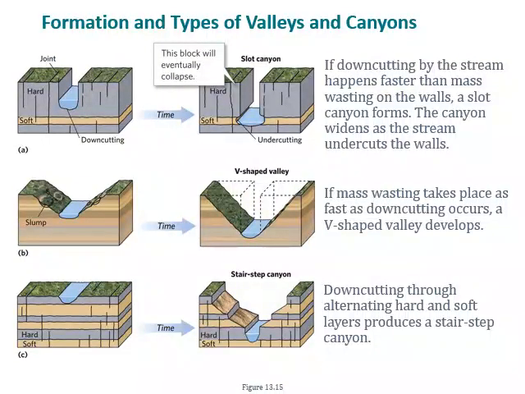Different types of valleys and canyons form as a result of differences in geology and differences in base level. If downcutting by the stream happens faster than mass wasting on the walls, a slot canyon is formed. This canyon widens as the stream undercuts the walls. If mass wasting takes place as fast as downcutting occurs, then V-shaped valleys develop. Downcutting through alternating hard and soft layers produces stair-step type canyons.